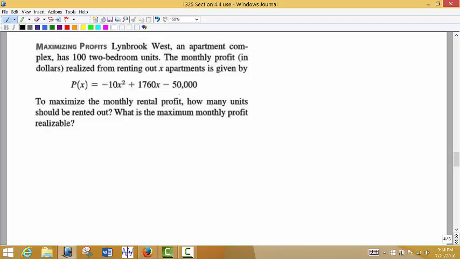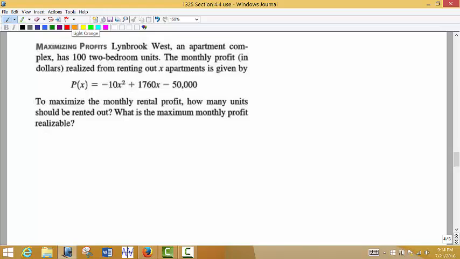We want to maximize the profit. We want to know how many units we should rent out in order to maximize the profit. And then we want to know what is that maximum profit that we can get. All right, so let's see what it's going to be.